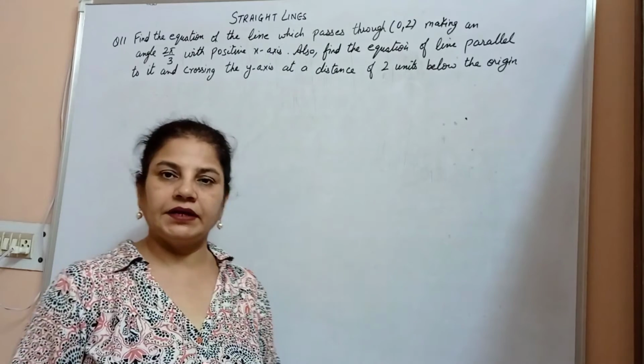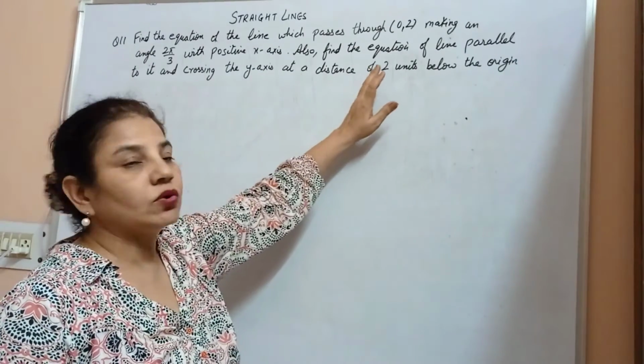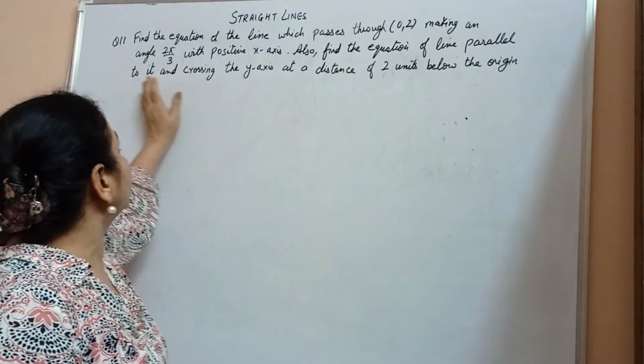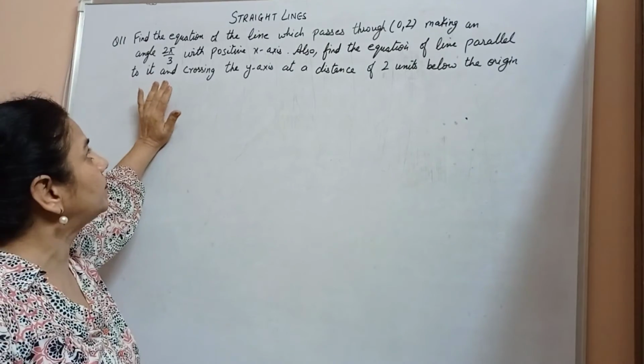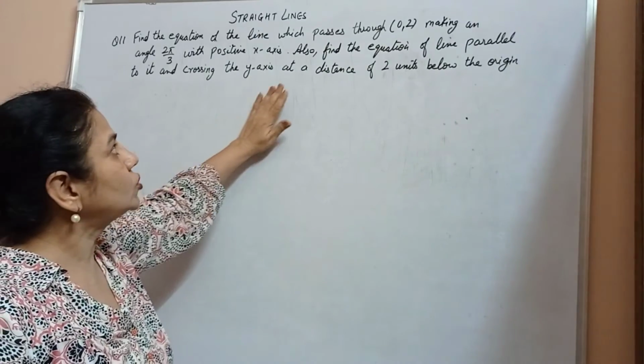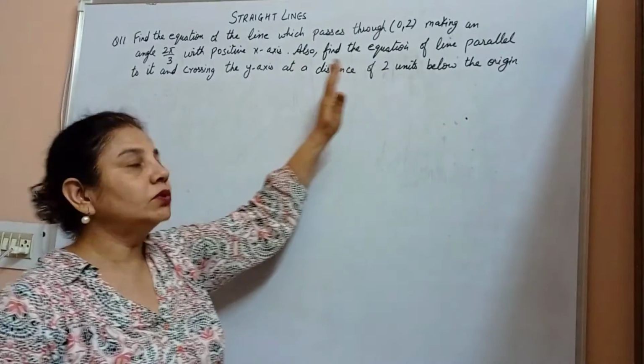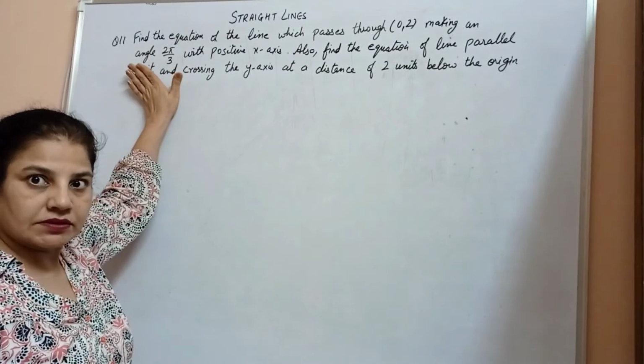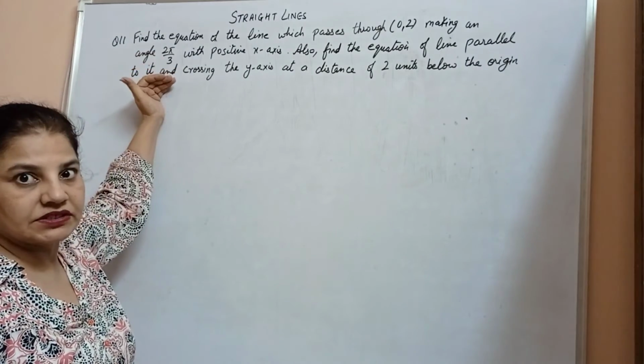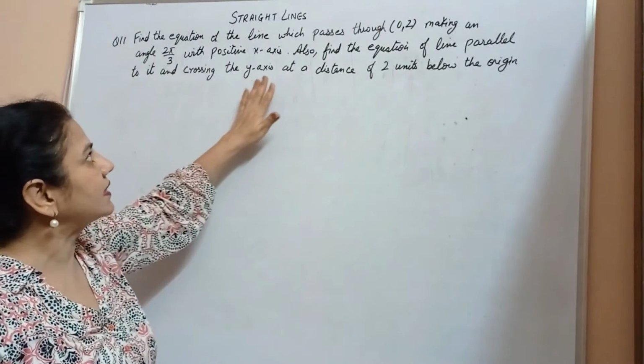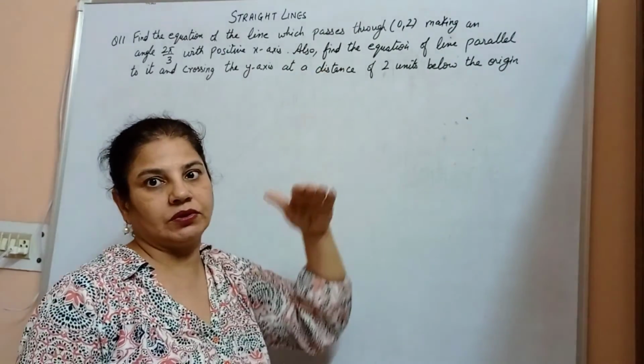Find the equation of a line which passes through the point 0, 2, making an angle 2 pi by 3 with the positive x-axis. Also find the equation of a line parallel to this given line, and crossing the y-axis at a distance of 2 units below the origin.